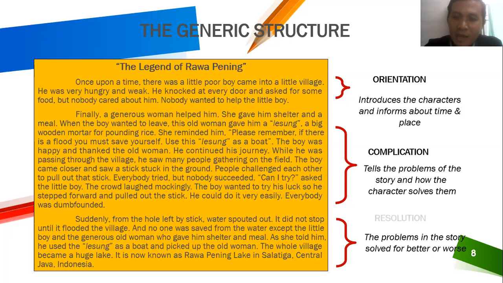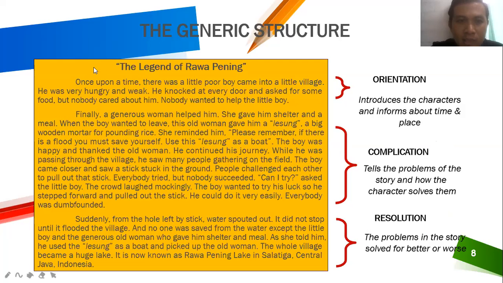Complication, yeah. And then the last, the solution. The problem of the story is solved for better or worse. Yeah, it's called resolution. So there is orientation, complication, and resolution. This is the generic structure. So if you want to know what orientation is, introduce the characters and inform about time and place.